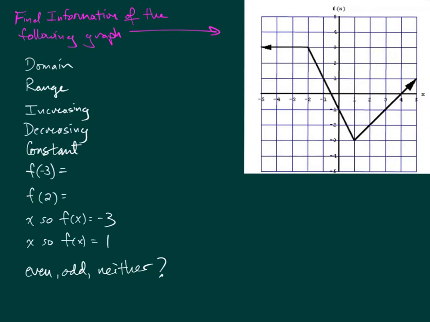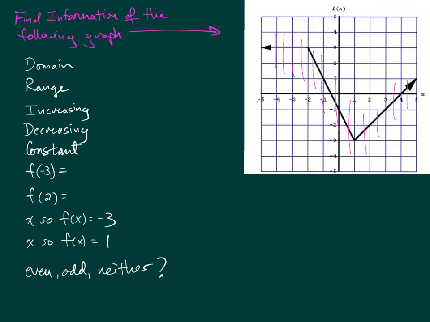On this slide, we have a function that is graphed over here. And just to bring it back up, you can tell it's a function because it passes the vertical line test. And so what you're asked to do is find the information for the following graph. This includes domain, range, intervals on which the function is increasing, decreasing, or constant, some evaluation going on here, and then you're asked whether it's even, odd, or neither.